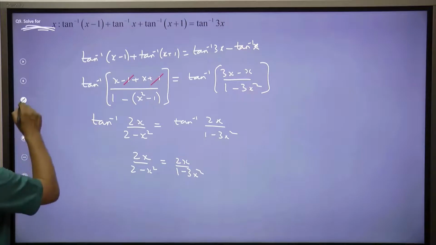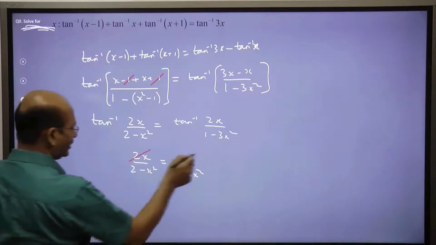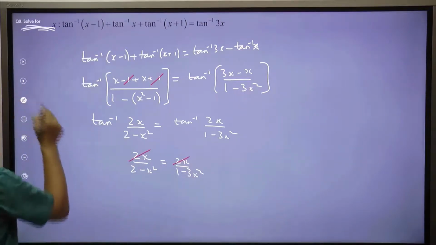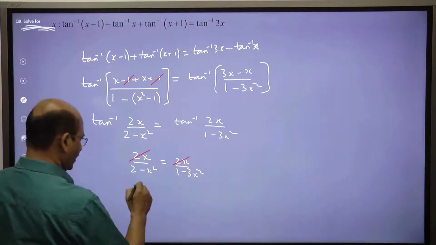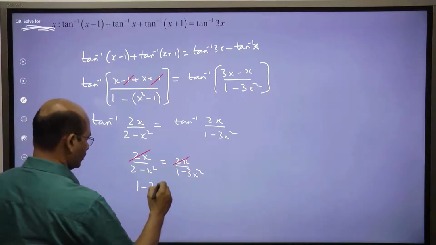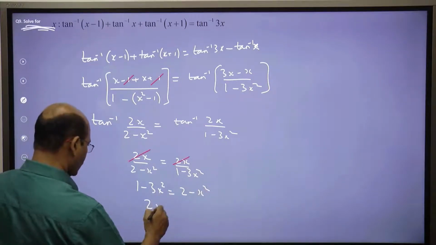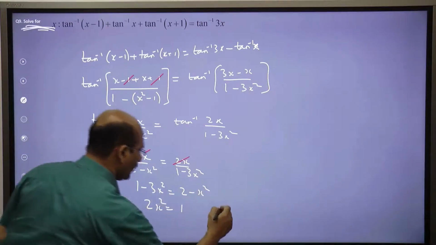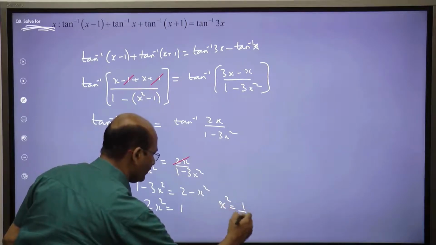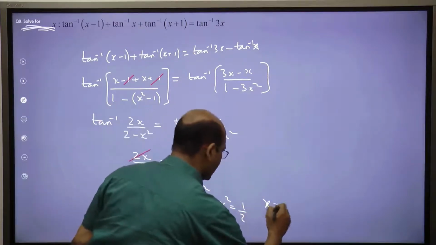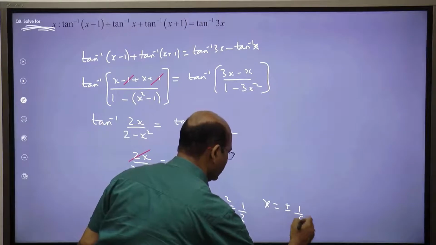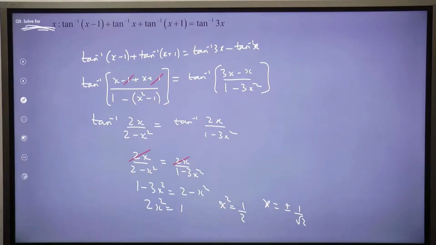So, what happens, children? I can eliminate this part, 2x gets cancelled, and if I simplify it further, this will become 1 minus 3x square is equal to 2 minus x square. So, 2x square is equal to 1. Now, x square is equal to 1 by 2 and x is equal to plus or minus 1 by root 2. I really have a doubt.